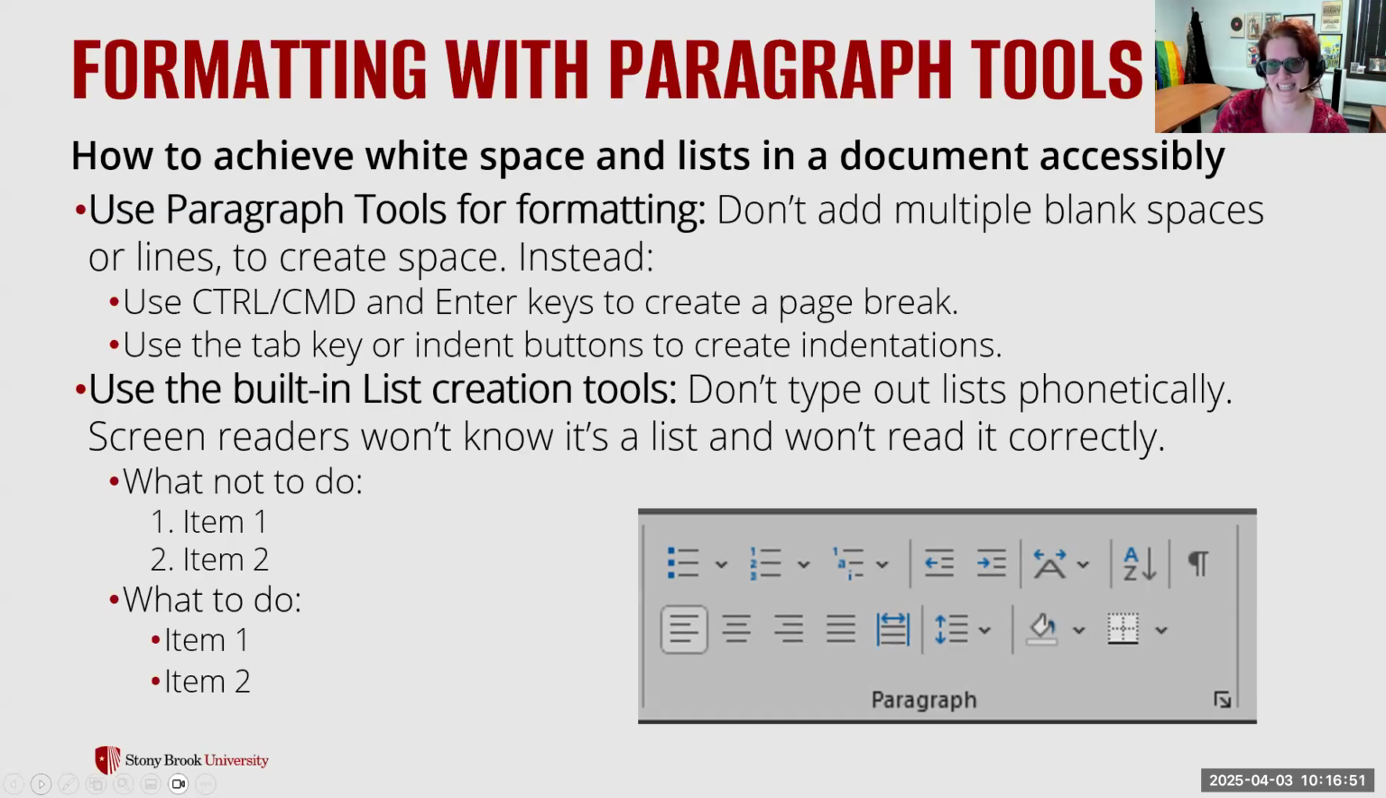We want to use built-in lists to create lists. So don't type out lists manually. Screen readers won't know if it's a list and won't read it correctly. So what not to do is what I have listed of having item one, item two, but I didn't use the number function. I just typed 1, 2, 3. But that means that if I'm navigating through, I don't know that that's intended to be a list, that information is intended to be gathered together.